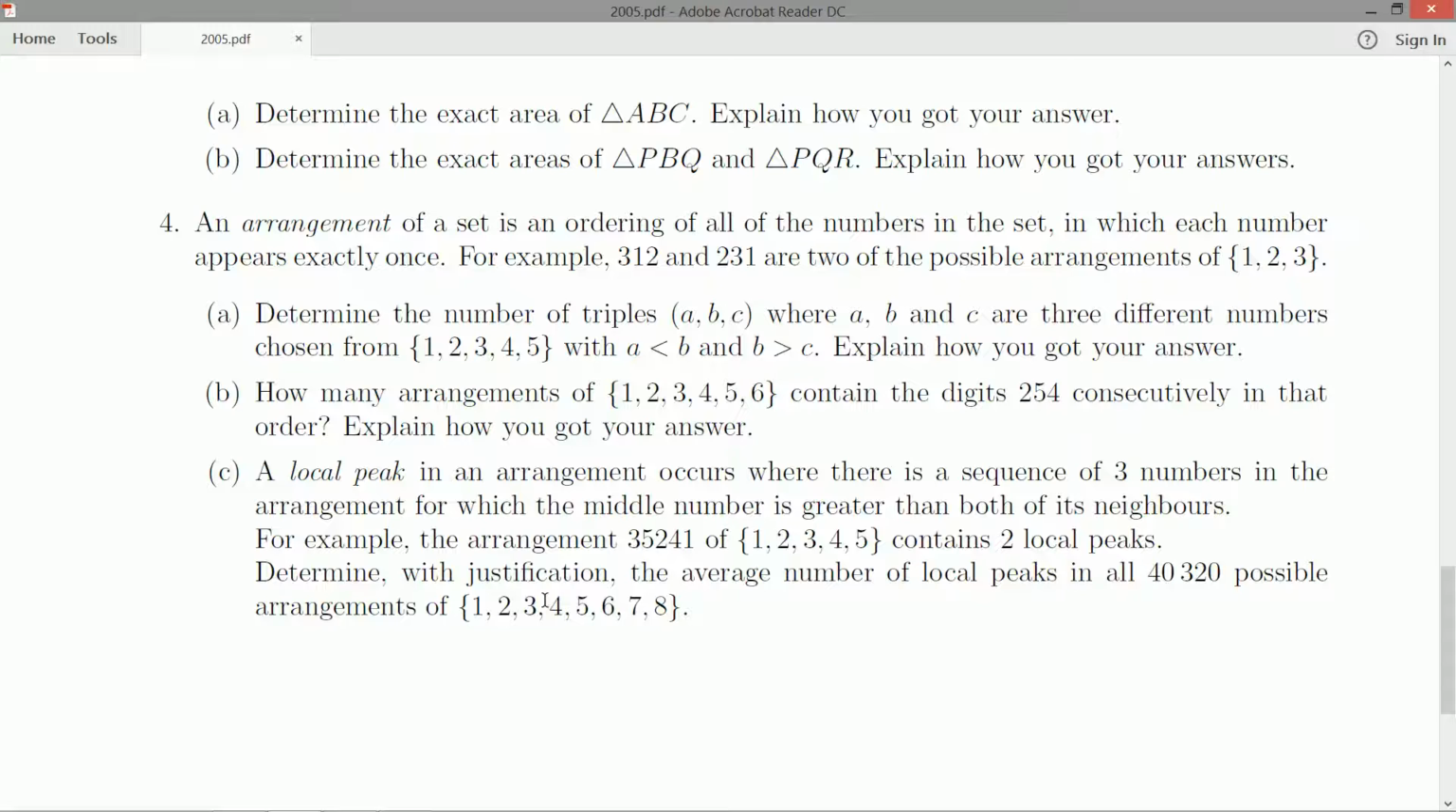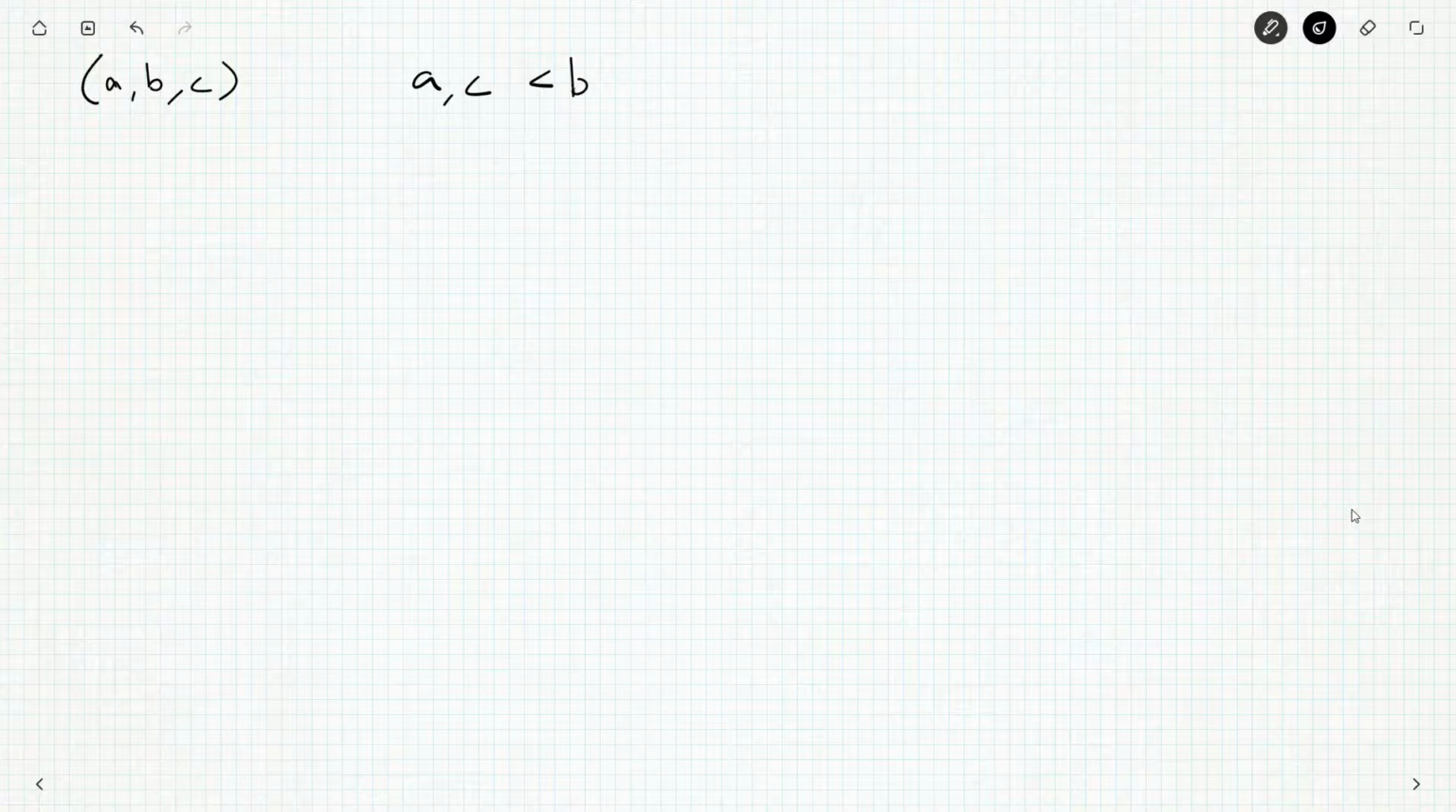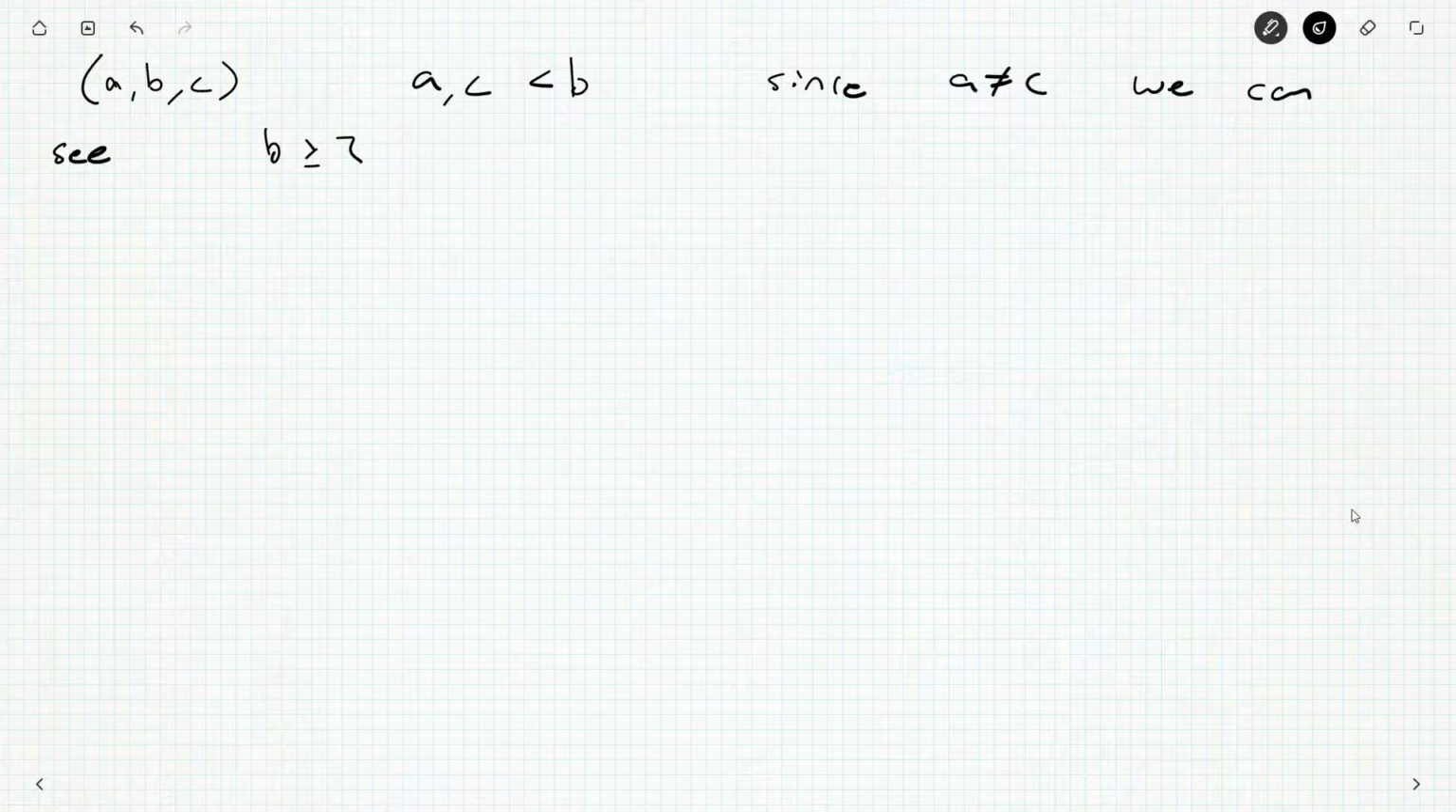Let's just go back to A. Number of triples, A, B, C. So, B is the biggest number. I think it's probably wisest to choose B first and then see what do we have left that can be smaller. Okay. So we'll get rid of question 3 here and get a fresh piece of paper. Alright, so got A, B, C. Both A and C are less than B. And since A is not equal to C, we can see B must be at least 3. Because if it were 2, how can you have 2 different numbers smaller than it? So that's a pretty quick observation.